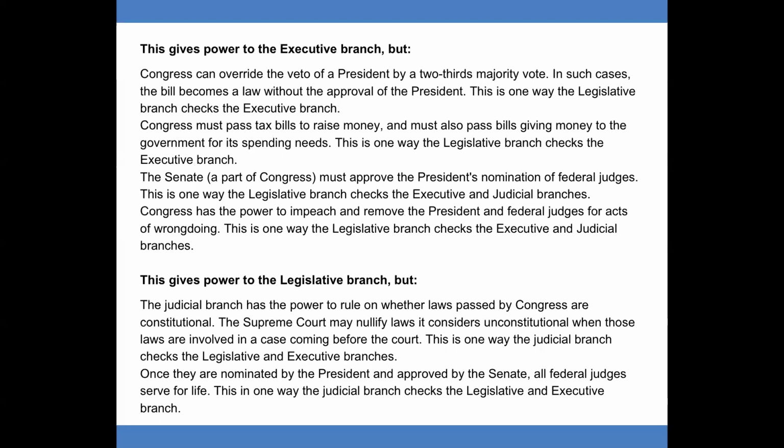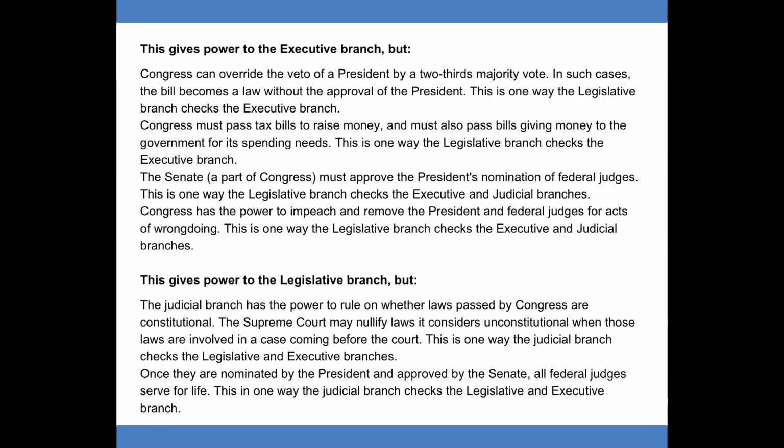The Senate, a part of Congress, must approve the president's nomination of federal judges. This is one way the legislative branch checks the executive and judicial branches. Congress has the power to impeach and remove the president and federal judges for acts of wrongdoing. This is one way the legislative branch checks the executive and judicial branches.